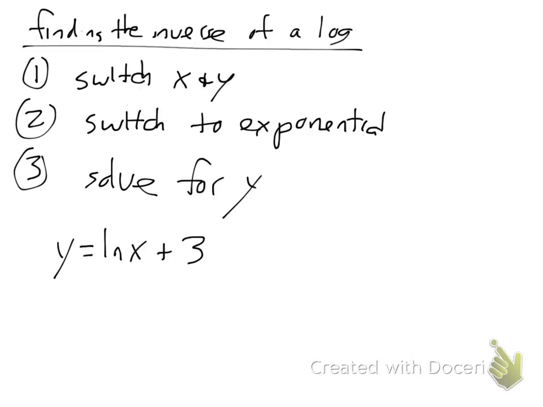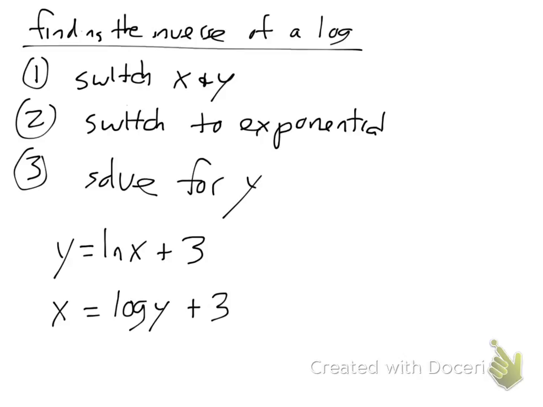So let's do the inverse. Now, it says, number 1, switch x and y. X equals log base y plus 3. Notice that the x plus 3 is not in parentheses here. So that means you're doing the log of x first, and then you're adding 3. Now we're going to switch it up so it's log of y plus 3. And now you have to solve for y.